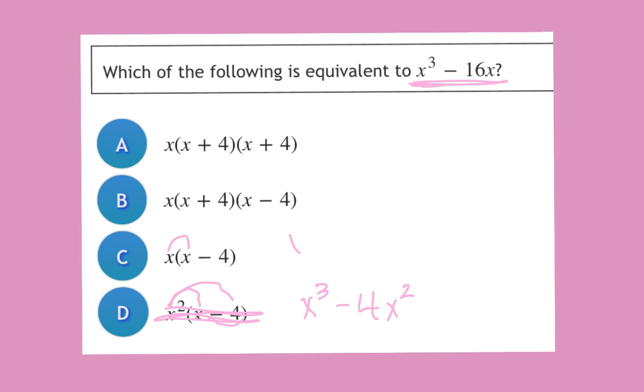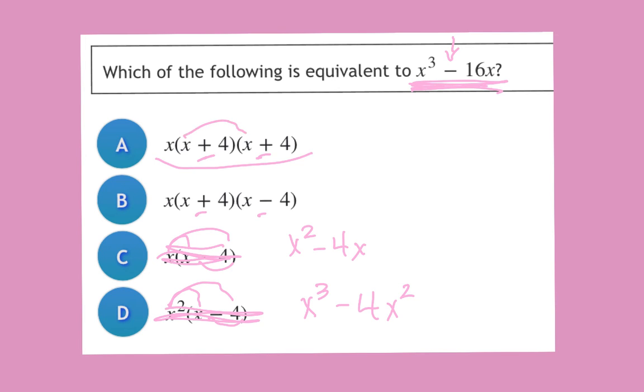X times x is x squared. X times negative 4 is going to give you a negative 4x. That is not what we're looking for, so we can mark that out. One thing I want to tell you about this is if you have everything positive within your problem, you're not going to be able to get this negative right here. But right here, you have a negative and a positive, and when you multiply those together, you do get a negative. But I'm going to go ahead and do the work for you.